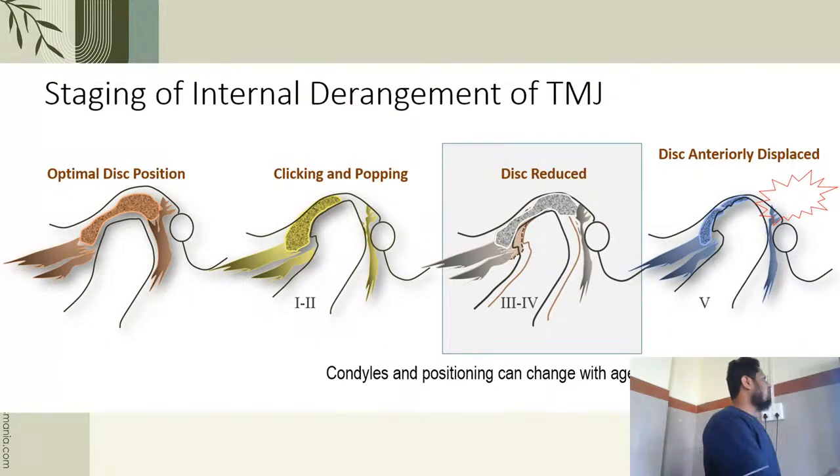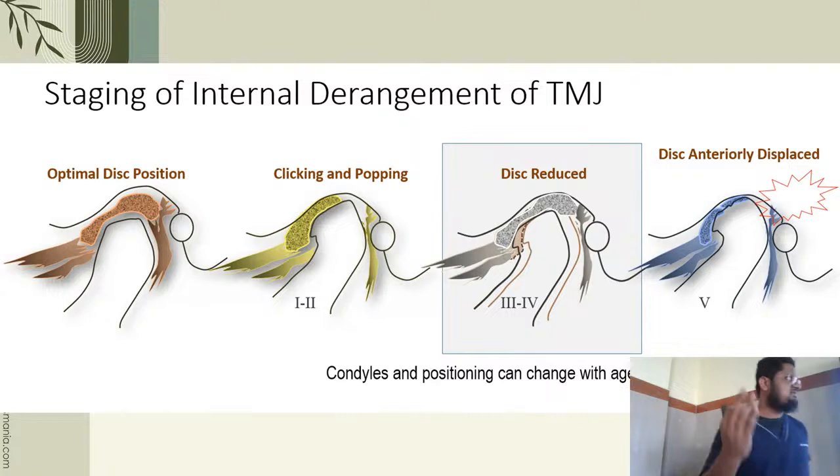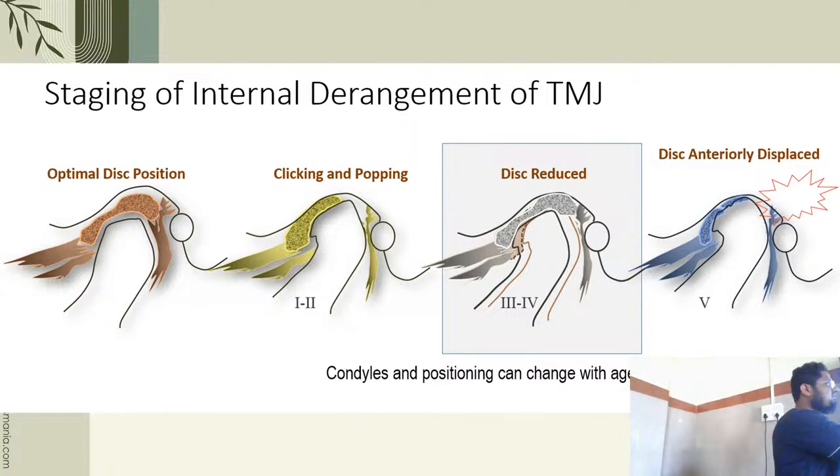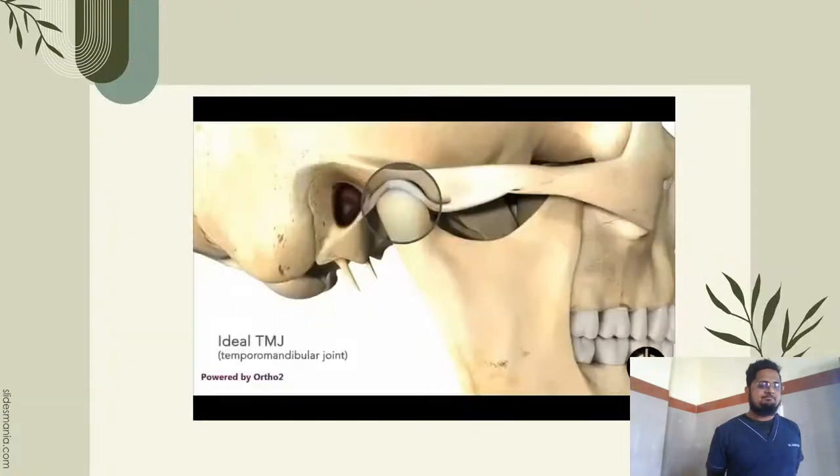So here we can understand the staging of the internal derangement of the TMJ. This is the optimal disc position. This is the first stage where the clicking and popping starts, and second is that this reduces, back to its normal position. But when this phenomenon continues and the disc remains anterior to the condyle, the condylar bony surface comes in contact with the bony surface of the temporal bone, and that gives the crepitus sound. Due to the roughness or long duration of the bony contact between the two surfaces, it gives the crepitus sound.